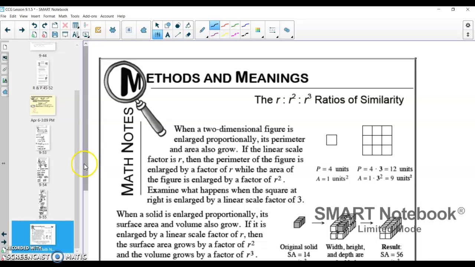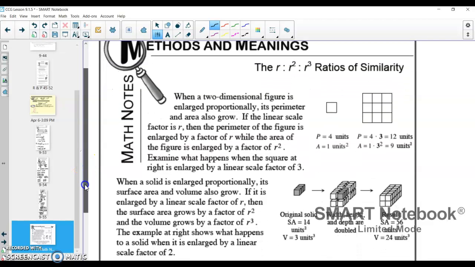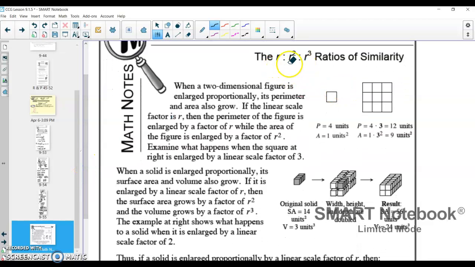Take a look at the math notes. The math notes do a really nice job today breaking down linear scale factor, area scale factor, and volume scale factor. So make sure you take a look at that and give the homework problem a try.